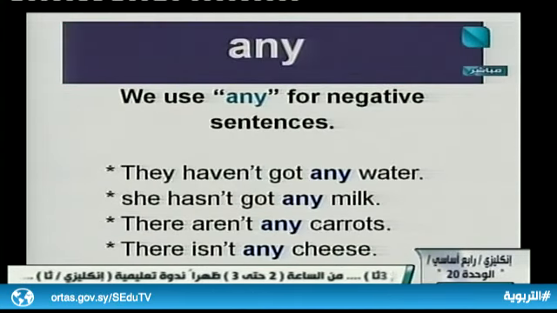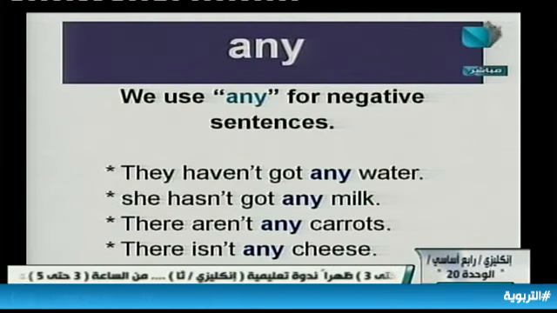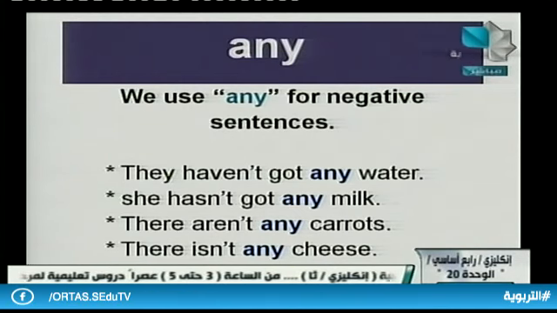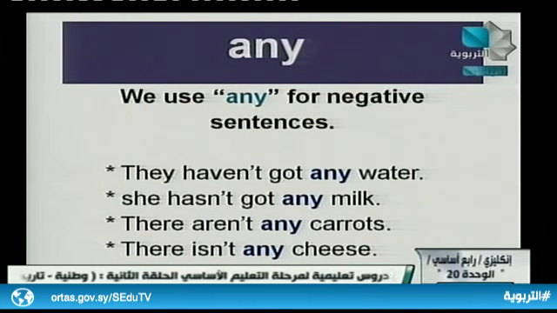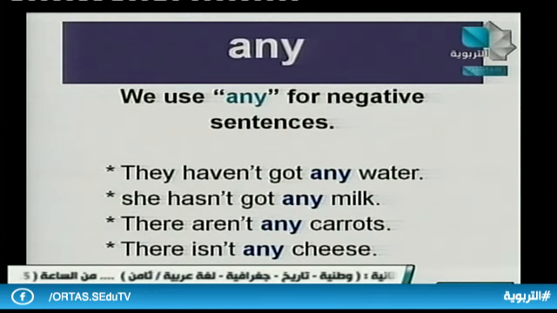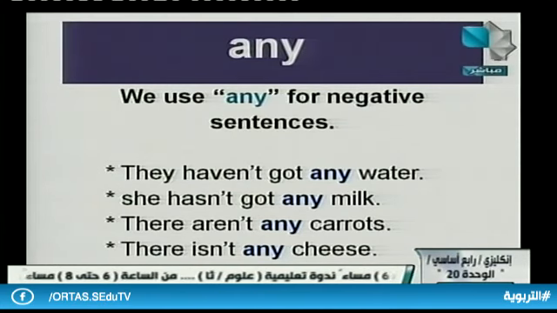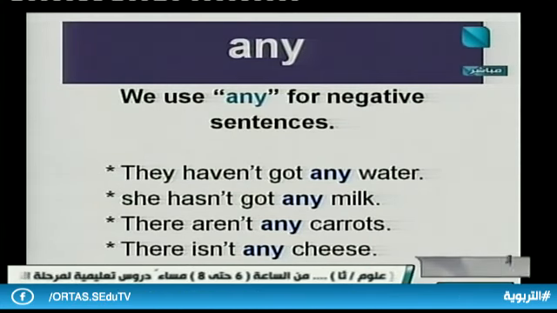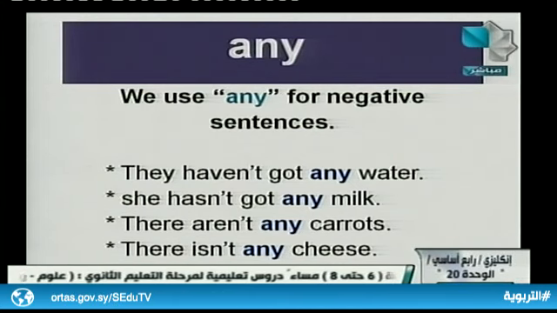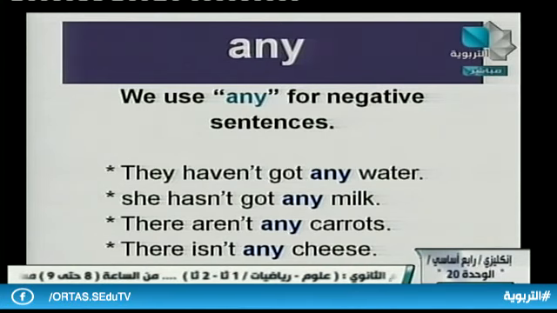Now, what about any? When do we use any? We use any for negative sentences. Look here. They haven't got any water. She hasn't got any milk. There aren't any carrots. And there isn't any cheese. In all these sentences we are using the word any, and we see here that all the sentences are negative sentences. They haven't, she hasn't, there aren't, and there isn't.